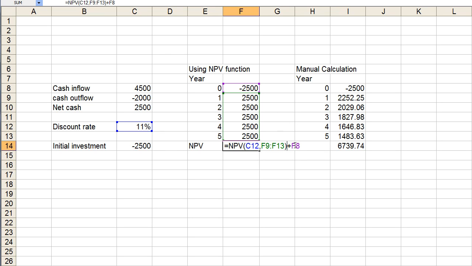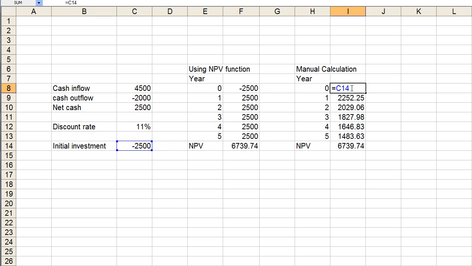or we subtract the initial investment, in which case this would have to be a positive. We are still subtracting the initial investment, it's just that it's represented as a negative. And so that gives us a figure of $6,739.74. Over here, we have the same figures.